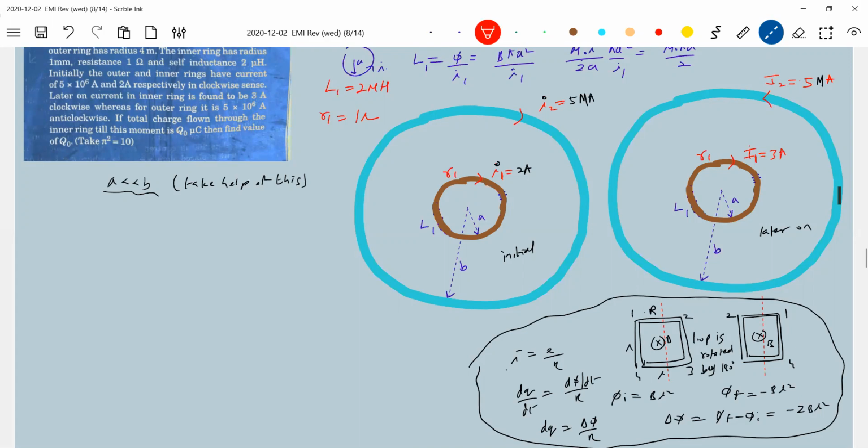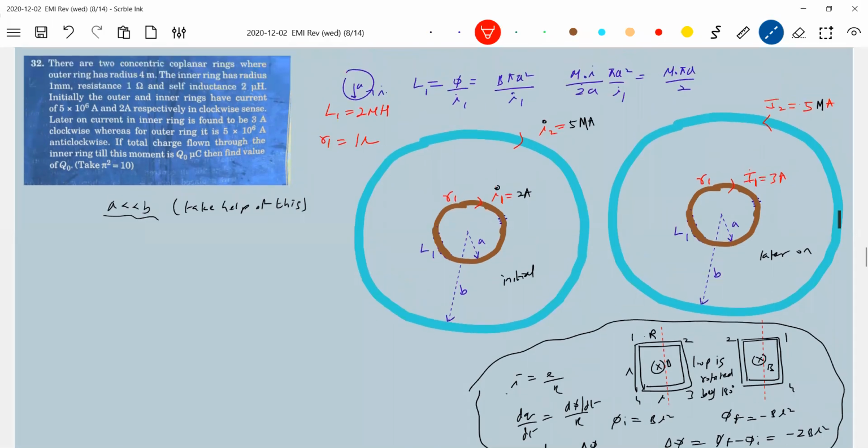3. Answer is Q naught, 3 microcoulomb. Sir, 3. I have from where... okay, 3 microcoulomb. Okay, I'll continue now. Let's get into the discussion. I think we have to go very fast.